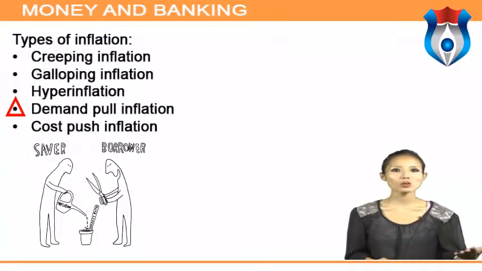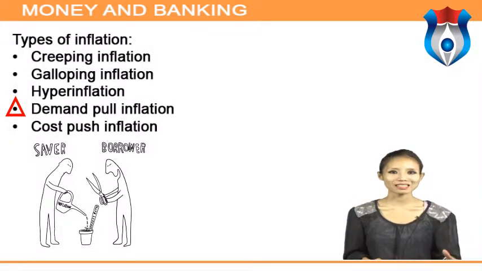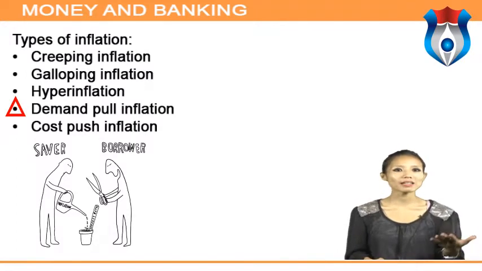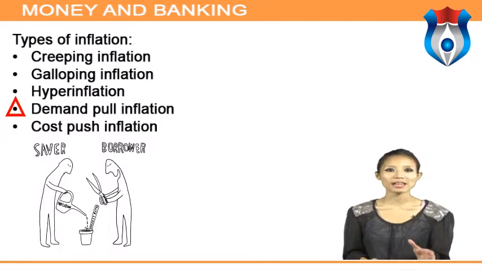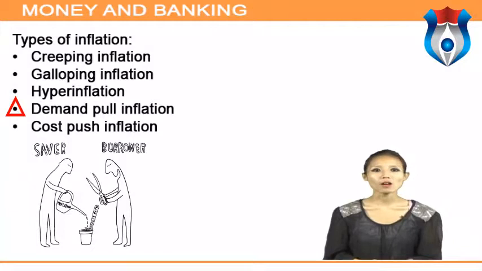Demand pull inflation. Inflation which arises due to various factors like rising income, exploding population, etc. leads to aggregate demand exceeding aggregate supply and tends to raise prices of goods and services. This is known as demand pull or excess demand inflation.